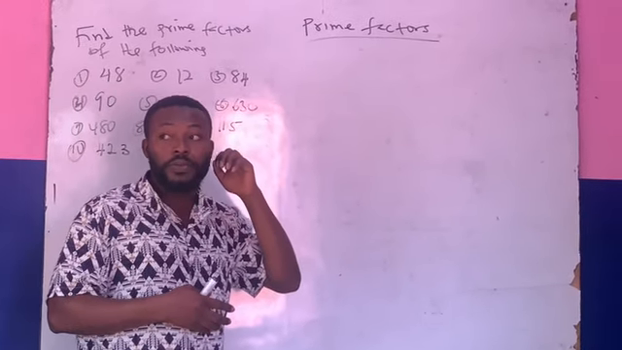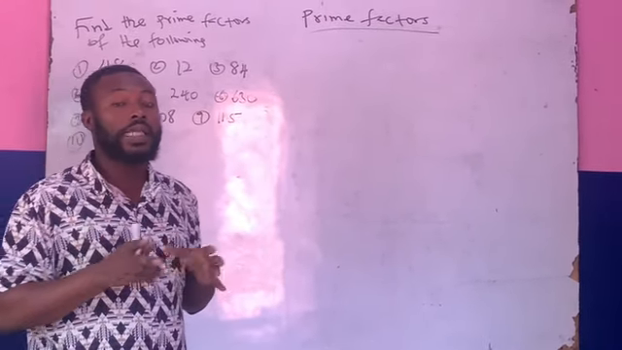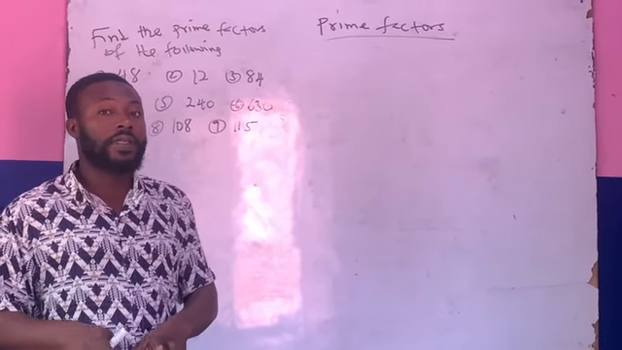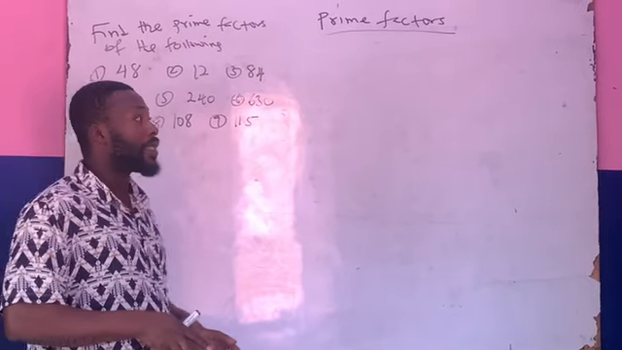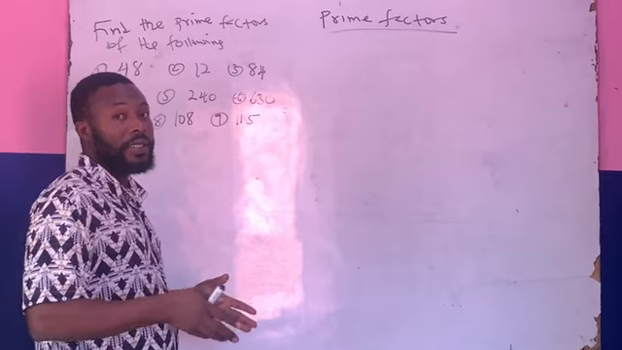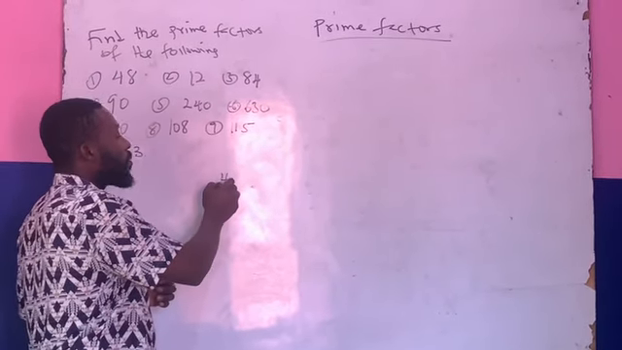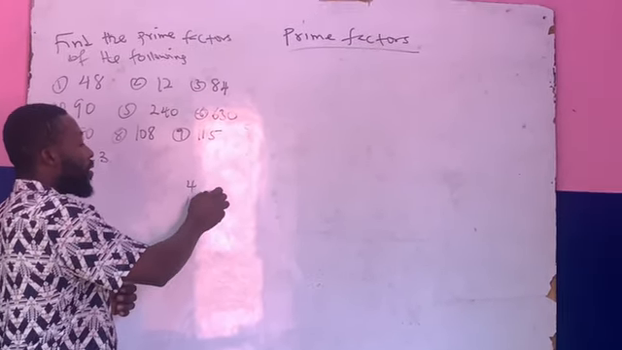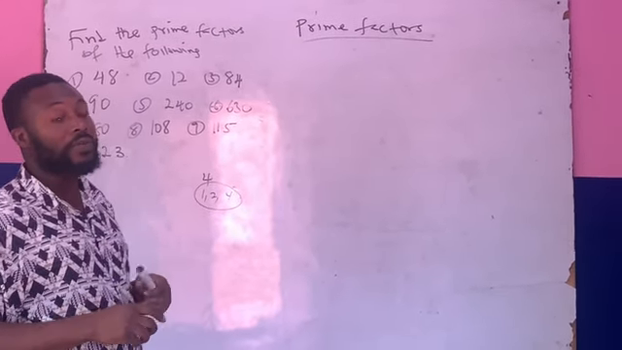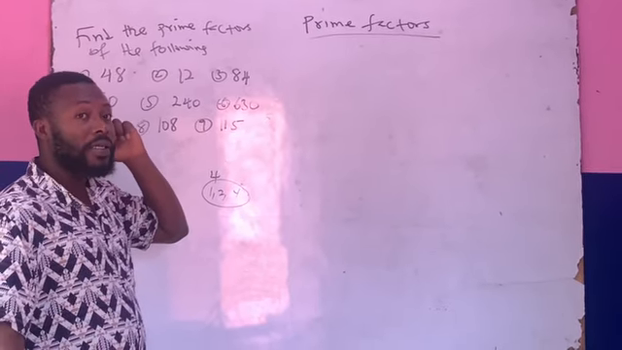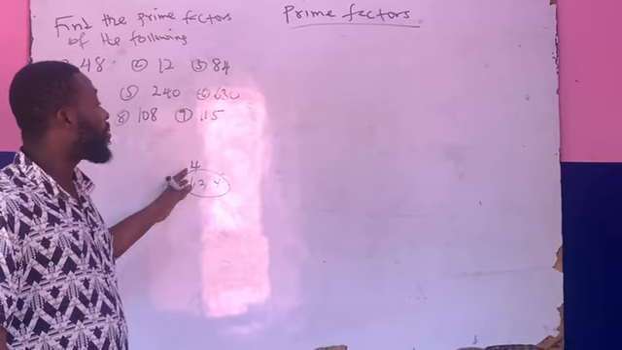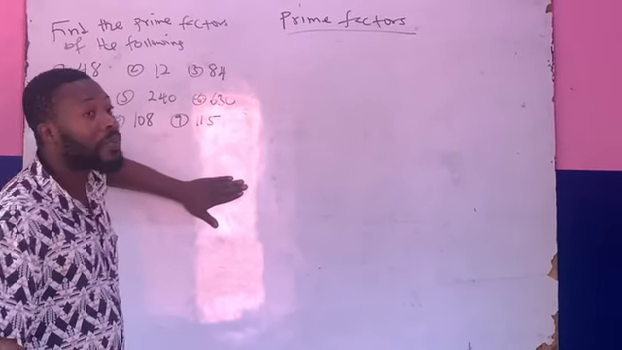And we know that prime numbers are numbers with only two factors, the number and itself. So they are divisible by only themselves. No other number can divide them. For example, 2. 2 is divisible by only 2. If you take 3, but if you take 4, 4 is divisible by 1, 2, and itself. So we have 4 has 3 factors, which means that 4 is not a prime number. 4 is called a composite number. So any number that has more than 2 factors is a composite number. But we are looking at prime factors.